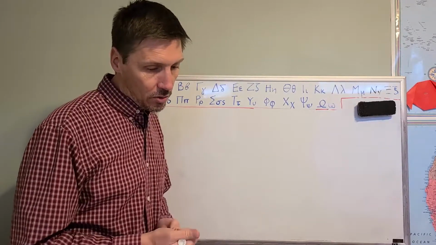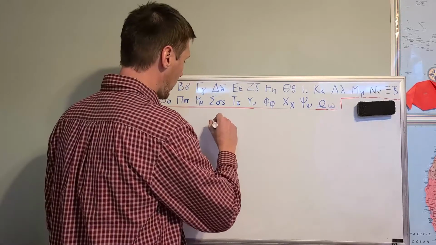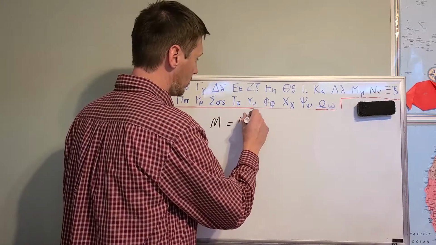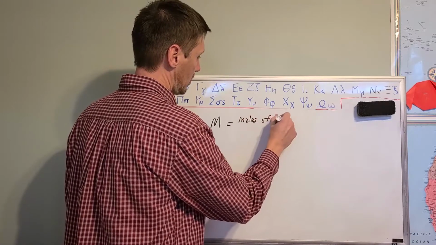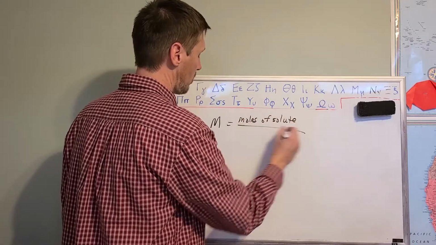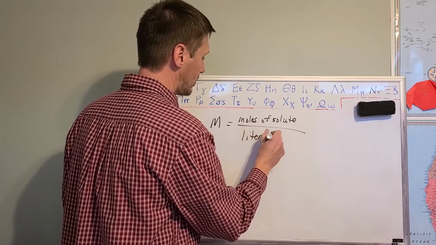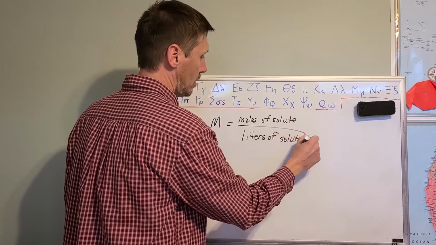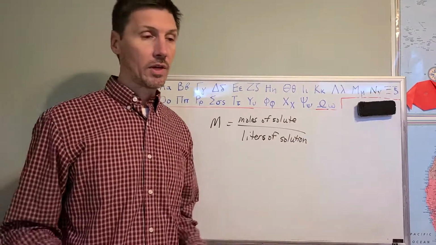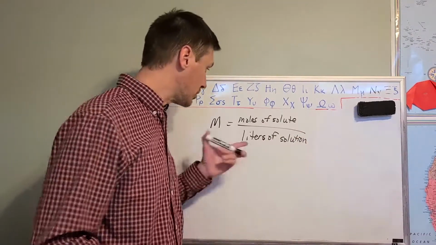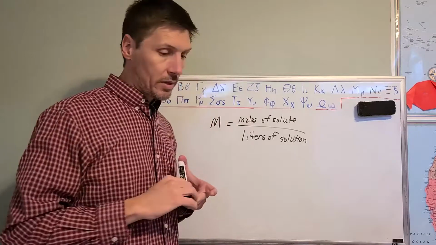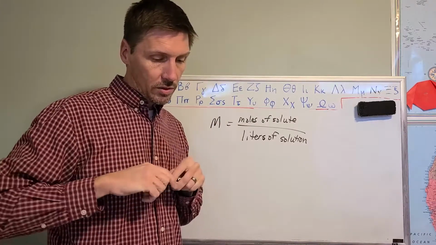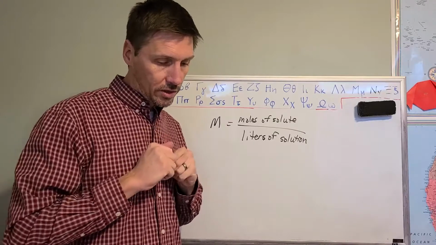Okay? So remember what molarity is. Molarity, which we designate with a capital M, is moles of solute over liters of solution. So make sure when you're doing these problems, if you're given the solution in milliliters, that you convert it to liters first. But that's the relationship, the concentration unit that relates moles of solute to liters of solution.